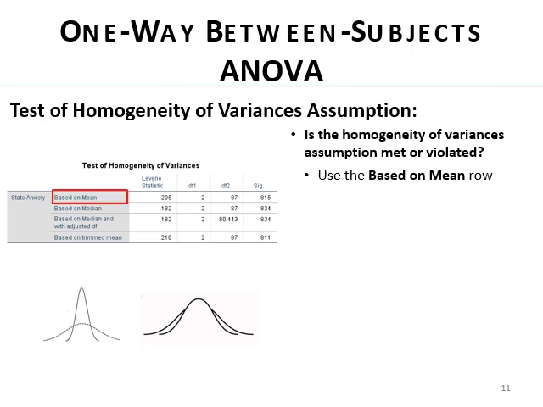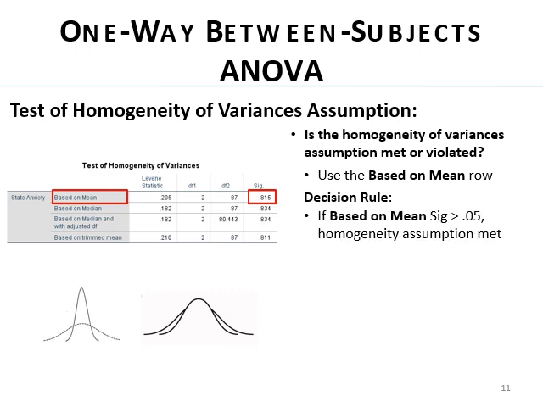There's lots of rows in this table, so we're going to use the based on mean row. And our decision rule, there's our sig value, 0.815, is if based on mean sig is greater than 0.05, our homogeneity assumption is met. Okay, so we've met the assumption. However, if our based on mean sig is less than 0.05, we have violated the homogeneity of variance assumption. It means we got problems.